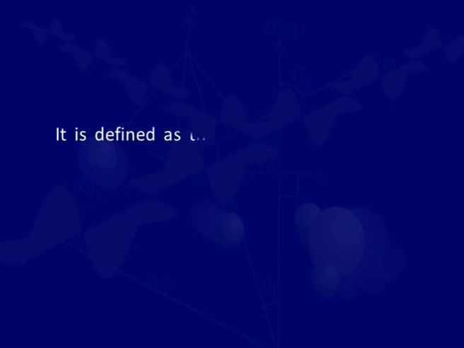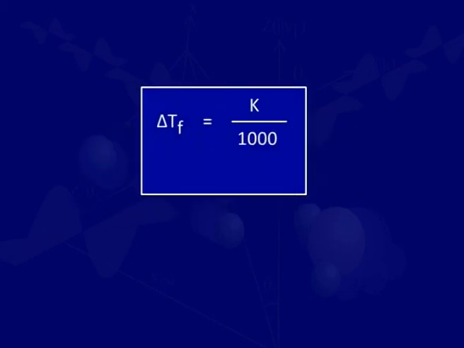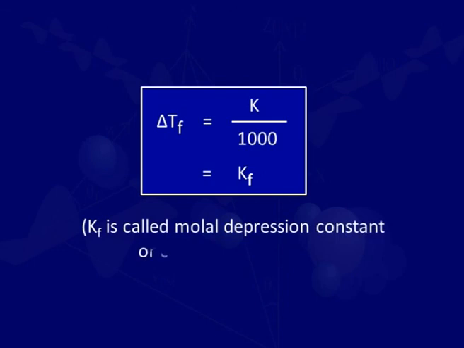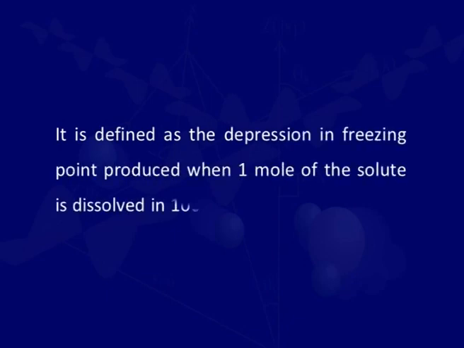Similarly, if we dissolve 1 mole of solute in 1 kg, that is 1000 grams, of solvent, we will get delta Tf is equal to k upon 1000. This k upon 1000 is again a constant which is replaced by Kf. This Kf is known as the molar depression constant or cryoscopic constant. The molar depression constant or cryoscopic constant is defined as the depression in freezing point produced when 1 mole of solute is dissolved in 1000 grams or 1 kg of the solvent.